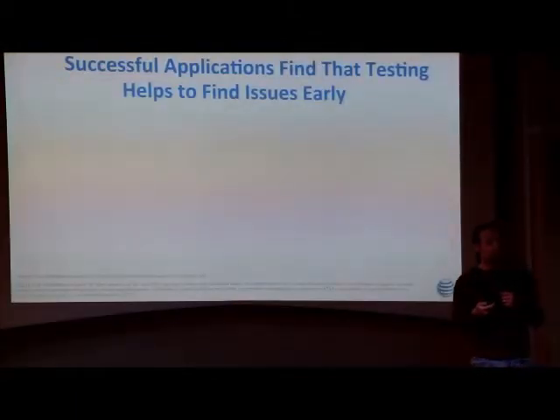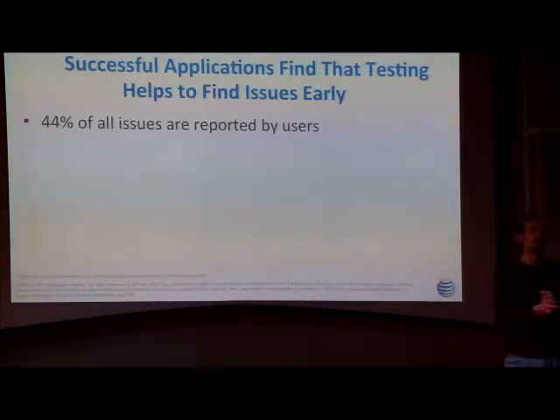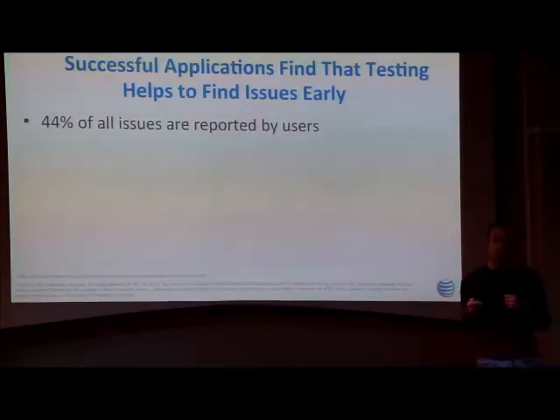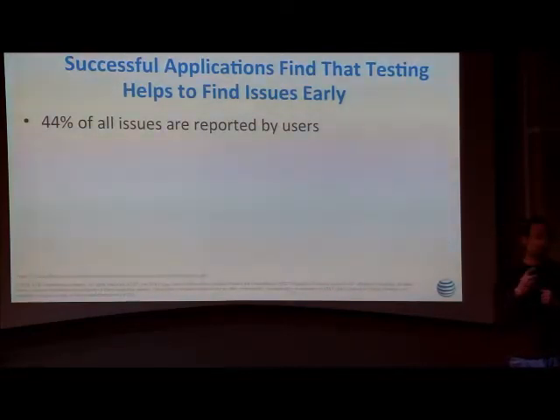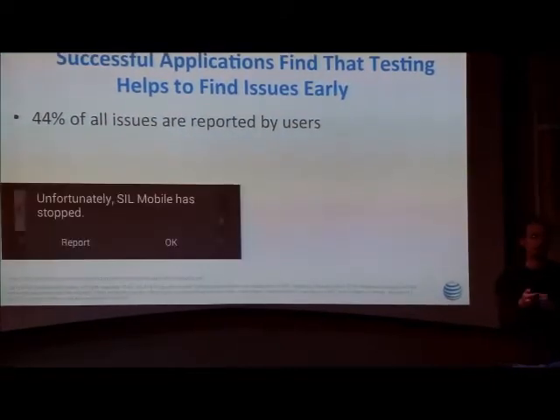So what we want to do with our tools and some of the best practices we have, we want to help you find those issues early so your app doesn't crash, you don't get that bad press. But let's talk about how bugs are found. 44% of all bugs, testing on apps is hard, I get it, but 44% are reported by users.